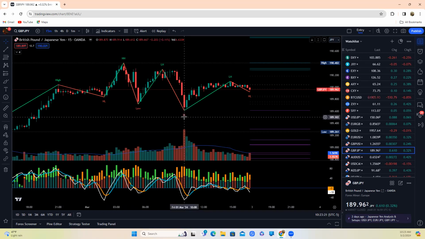So we're just looking at the direction of bias, and we know that the direction of bias is to the upside with this particular currency pair for the day. So we're just looking to get in on those upside moves. And here's our opportunity right here at the 10:15 candle.